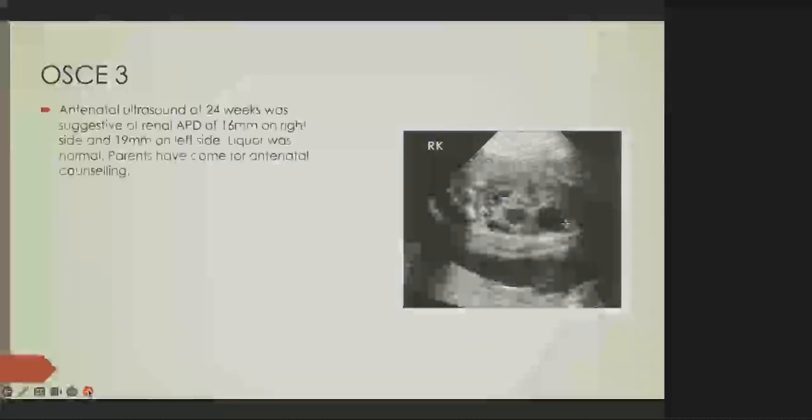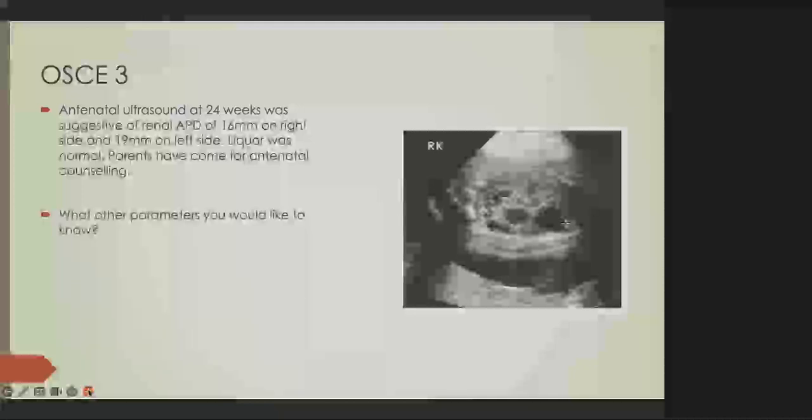Okay, so the third OSCE. An antenatal ultrasound at 24 weeks was suggestive of renal APD of 16 mm on the right side and 19 mm on the left side. Liquor was normal. Parents have come for antenatal counseling. So what other parameters would you like to know in such a case? And what is the schedule of postnatal ultrasound in a baby?